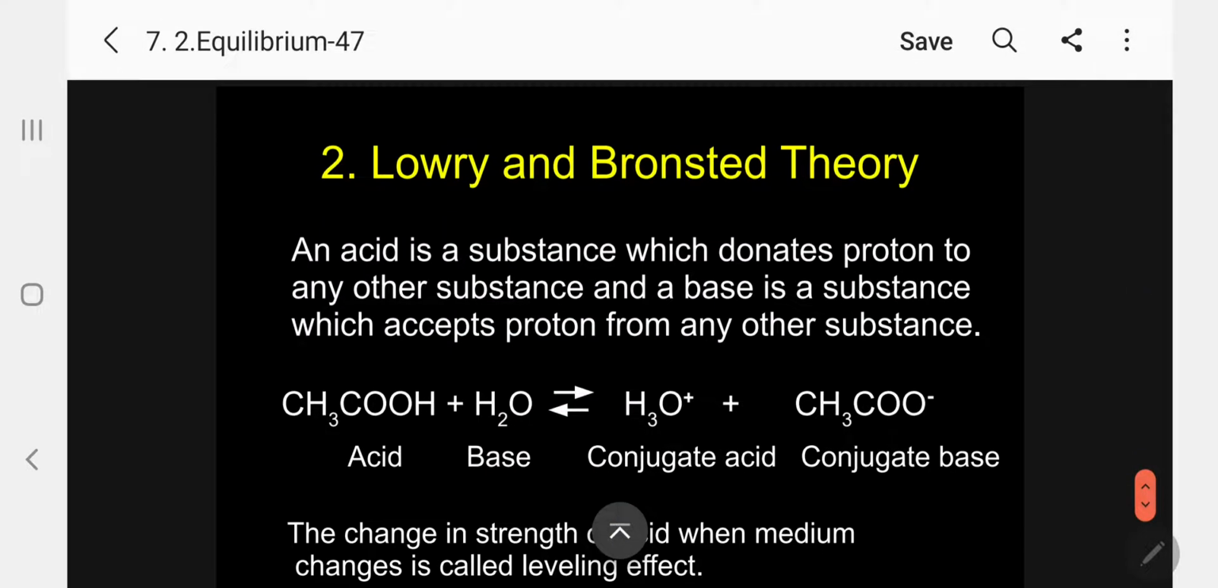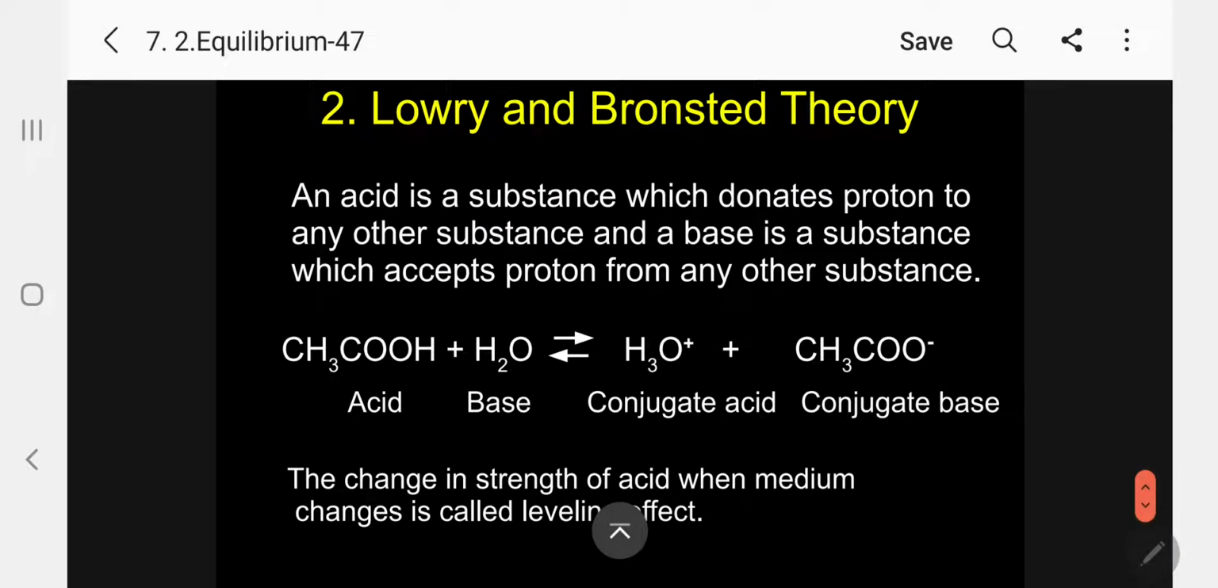So in order to overcome this problem, we'll get the help of the second theory, the Lowry and Bronsted theory. According to this theory, kindly follow, an acid is a substance which donates a proton to any other substance. They are not speaking about water. An acid is a substance which donates a proton to any other substance.